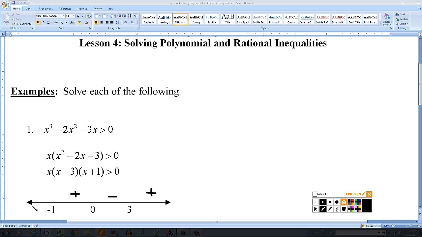Now to the left of -1, I'm going to pick -2. So I'll put a -2 there, -2 where the x is, -2 here. And you can see all three factors are negative. It's an odd number, so the product of those is going to be negative. Okay, so very similar to what I did in the graphing of polynomials.